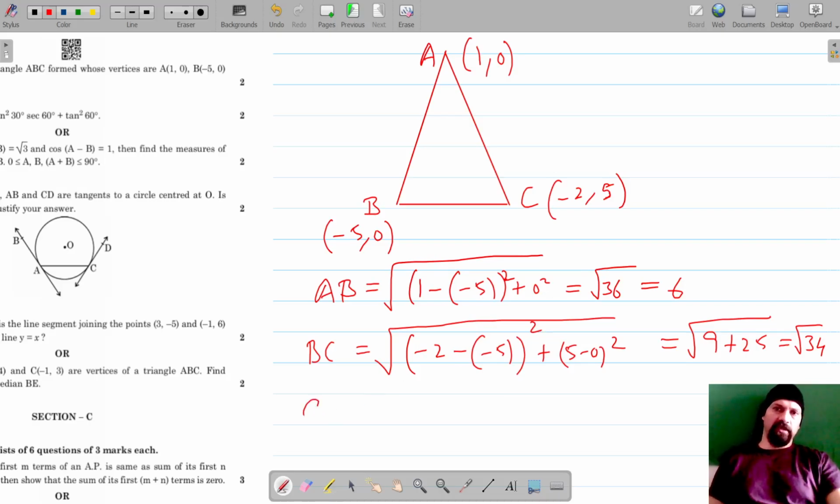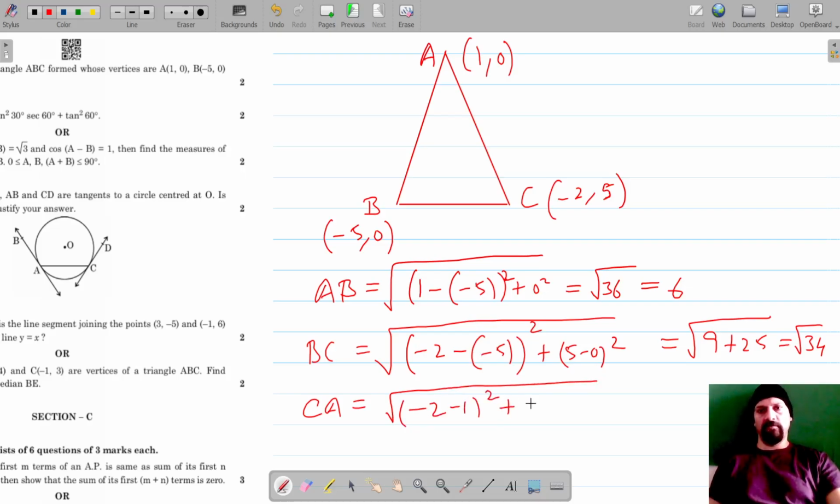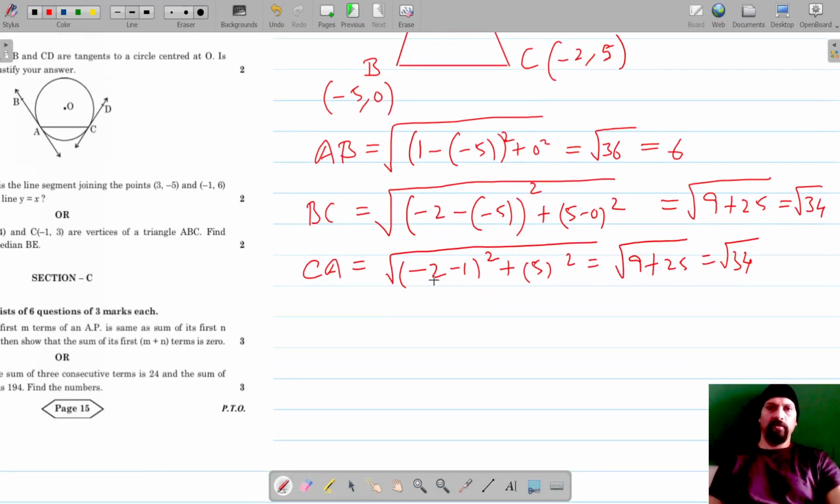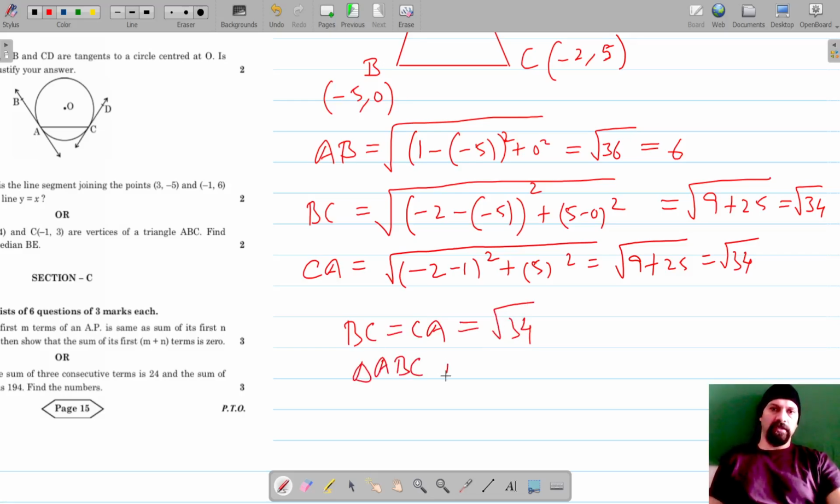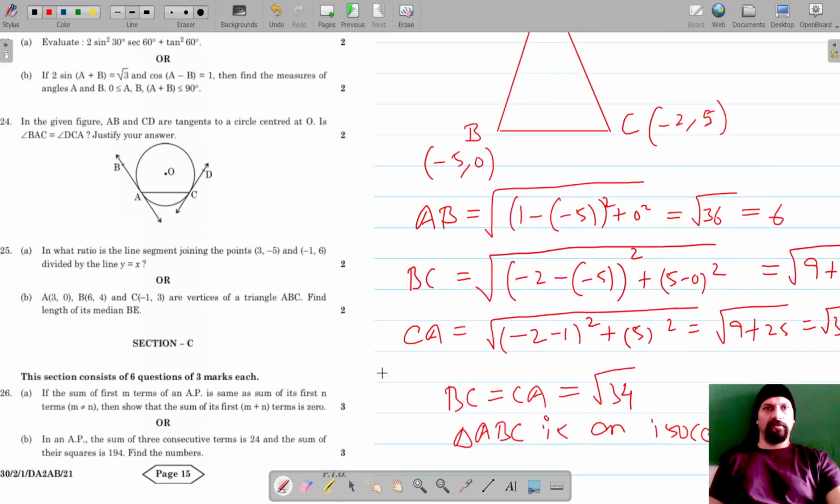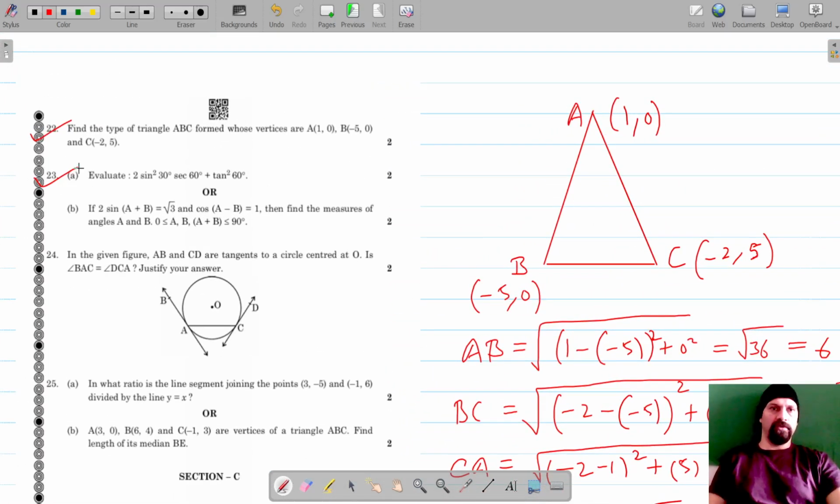Let's find out the third side, and the third side is CA. So CA is equal to minus 2 minus 1 the whole square plus 5 minus 0, that is 5 square, and it is once again 9 plus 25, which is equal to root 34. Okay, in this case, these two sides BC is equal to CA is equal to root 34. So that means triangle ABC is an isosceles triangle.